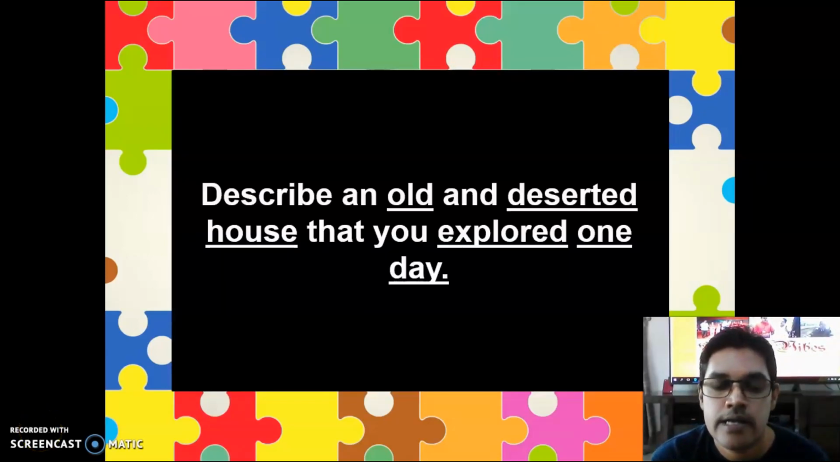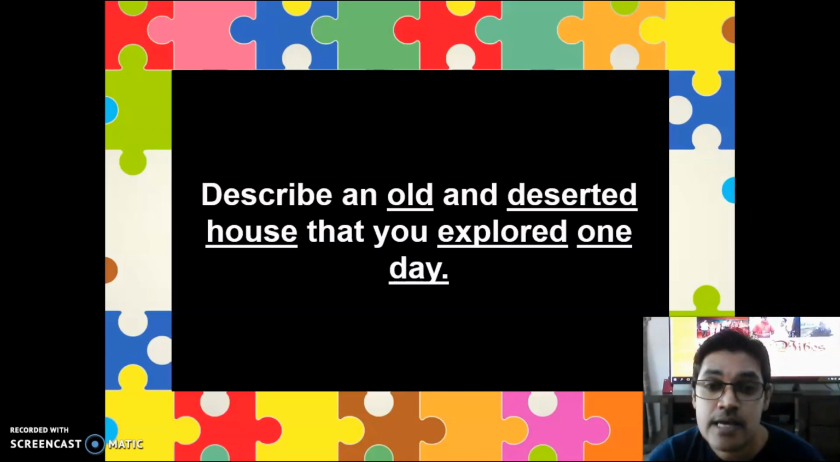Okay, so this is the question that we are going to focus on today. Describe an old and deserted house that you explored one day. Now, I have underlined some of the words that have been given in this question. These are the words that you need to focus on. Now when you're writing a descriptive essay, you have to remember what you want to describe. And remember, writing a descriptive essay is not writing a narrative. You can have the element of narrative in descriptive writing, but you have to be very sure that you are describing what is asked to be described.